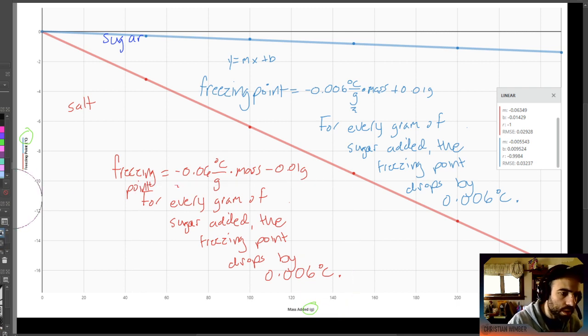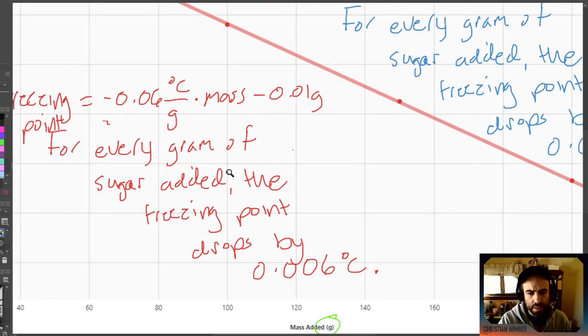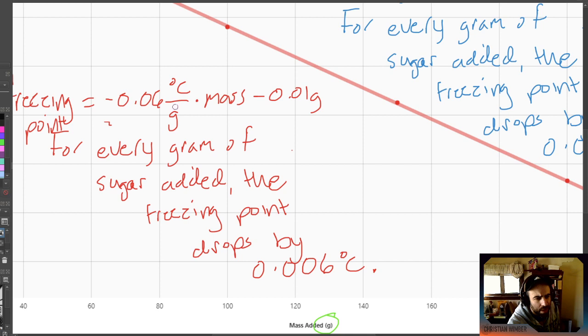The other one is almost the exact same. The only difference is that for every gram we're getting, we actually are getting a different amount of temperature change. Now every gram doesn't result in a 0.006. Now every gram results in just a 0.6.